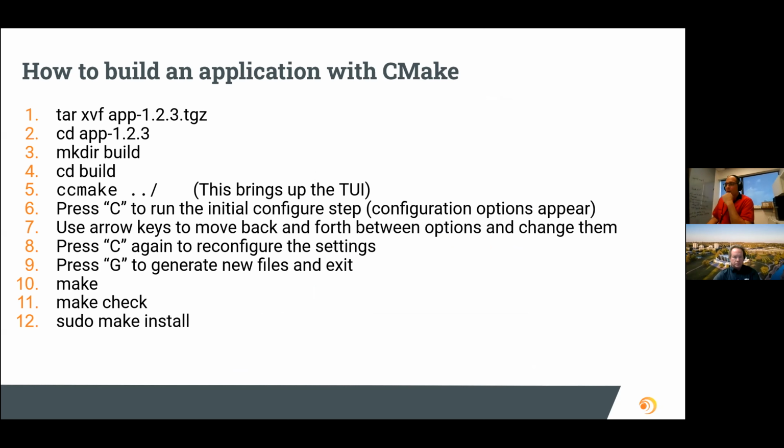And here's the process. You need to run c to do the initial configure setup. So once you run ccmake and you see that TUI that I showed you previously, you run c to do the initial configuration, and then you go through the options and set them, and then you run c again, and then you press g, which will generate the new config, the new makefiles, and then exit. Then you do a make check, and then a sudo make install just like before.